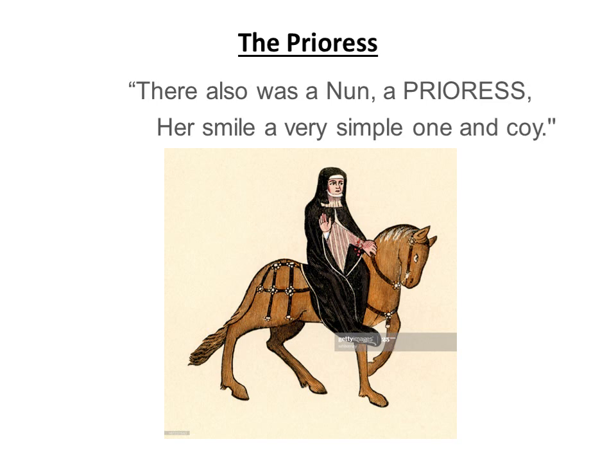The prioress. "There also was a nun, a prioress, her smile was very simple and coy." Madame Eglantine is the prioress. She has got a brooch on her shoulder with an A. The Latin inscription means love conquers all. She is well mannered and speaks French with a nasal accent. She is so sensitive that she weeps to see a mouse trapped. She is a pet lover and has got many pets and she feeds them well.